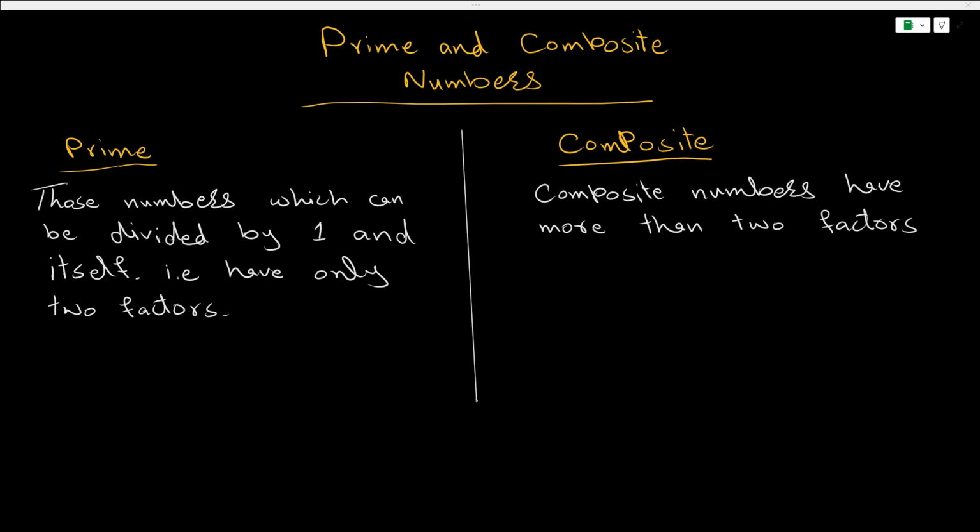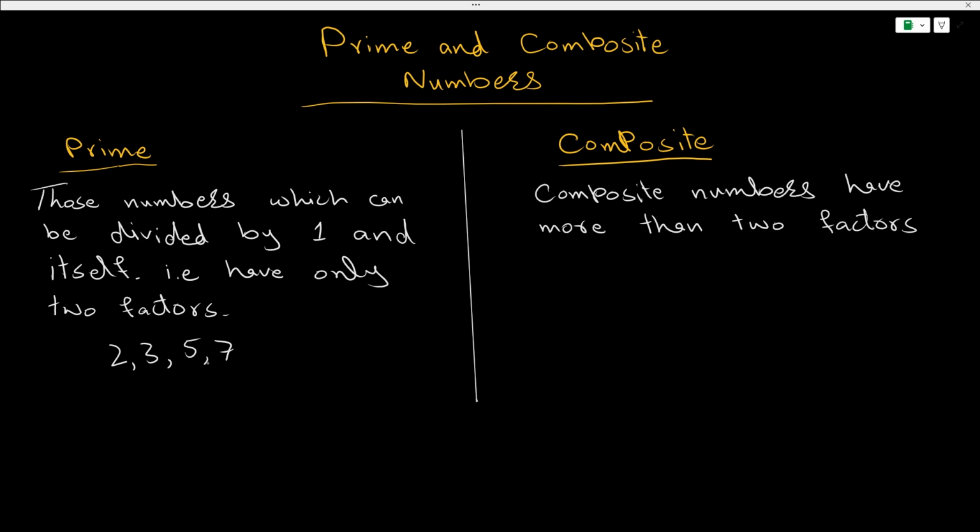Prime numbers are those numbers which can be divided by 1 and itself. That means they have only two factors. One is the number itself and 1. Examples are like if I write 2, 3, 5, 7. These are the prime numbers less than 10.